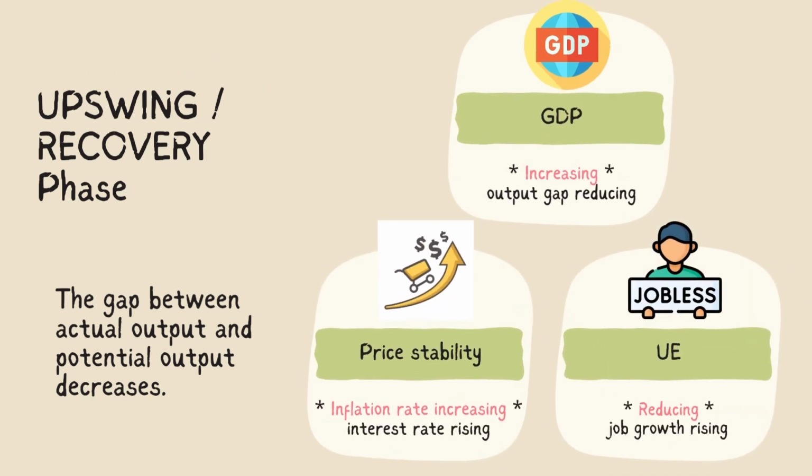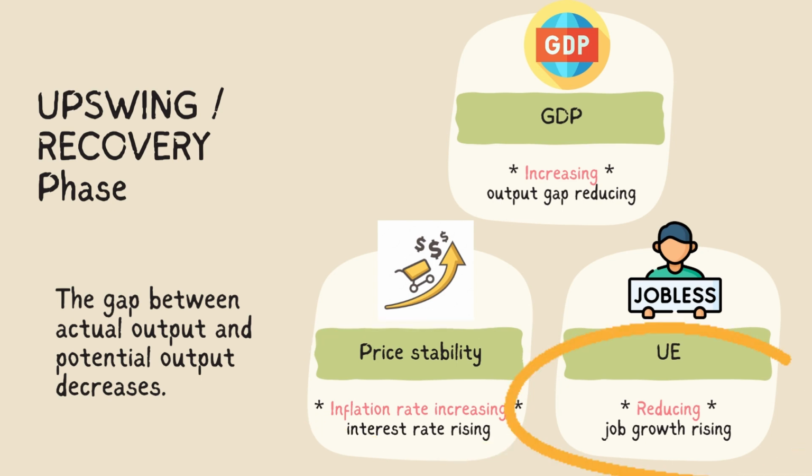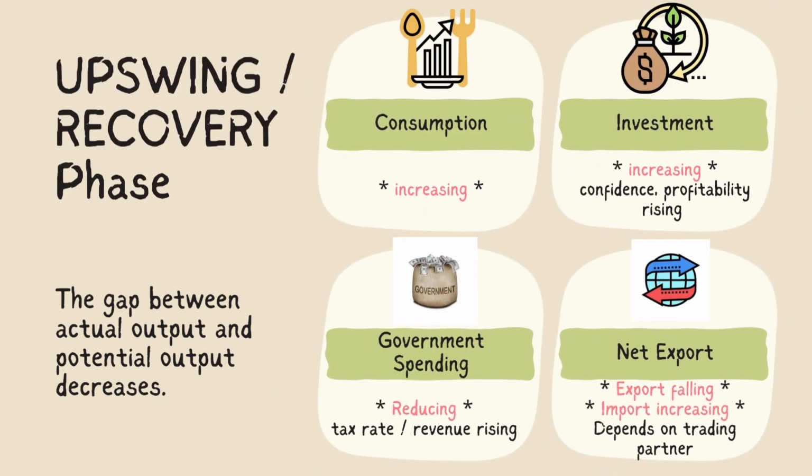Let's move on to the fourth phase of business cycle, which is recovery or upswing. Here we will see GDP starts to increase as the economy expands. We see inflation rate starts to increase, interest rate will start to increase, and the unemployment rate will reduce, while job growth will increase because businesses starts to have more confidence in an economy that is expanding, that is moving upwards.